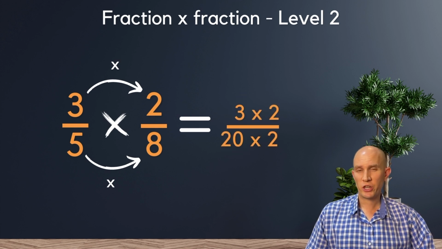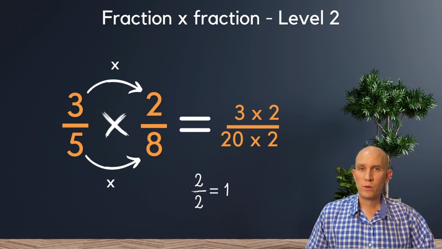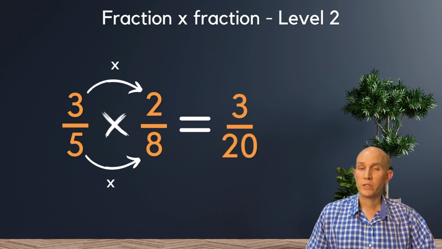So here we haven't actually changed our fraction. 3 times 2 is still 6, and 20 times 2 is still 40. But what we learned in our last video is that when a number is the same on the top and the bottom, that's actually equal to 1. So we can cancel the 2 on top and the 2 on the bottom, and that's why the simplification works. So 6 divided by 2 is 3, and 40 divided by 2 is 20.